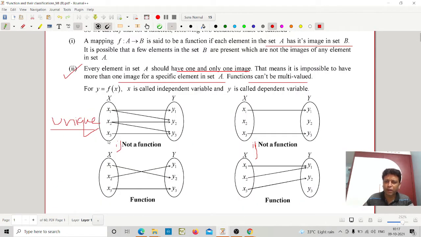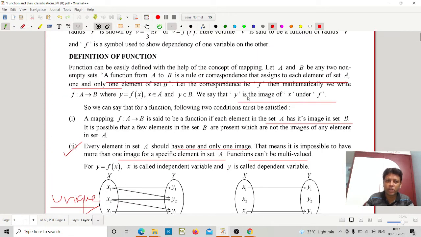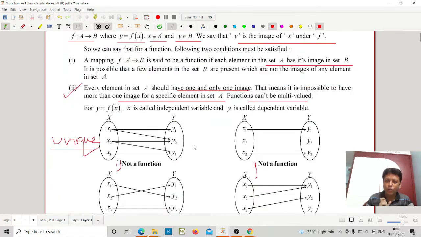So in the first example, you see it is not a function. Why is it not a function? Because x1 is related to two elements or images, y1, y2. These are called images. Mathematically, if you define the function, then we write f from A to B, where y is a function of x, x belongs to A and y belongs to B. y is called the image of x under f. That's the notation. So y is a function of x, that means x is the input and y is the output.